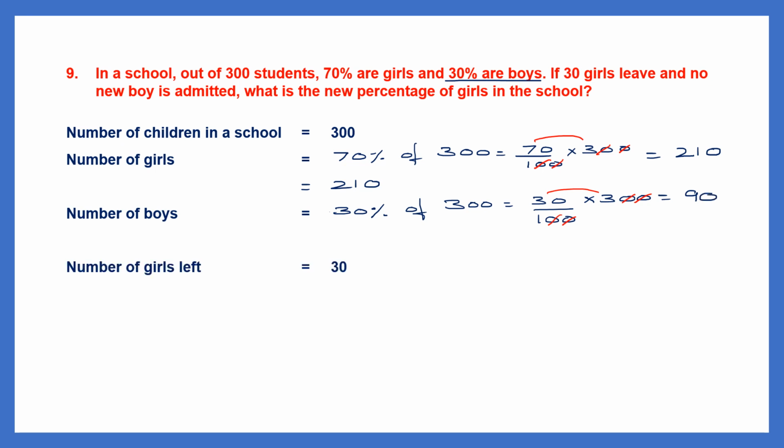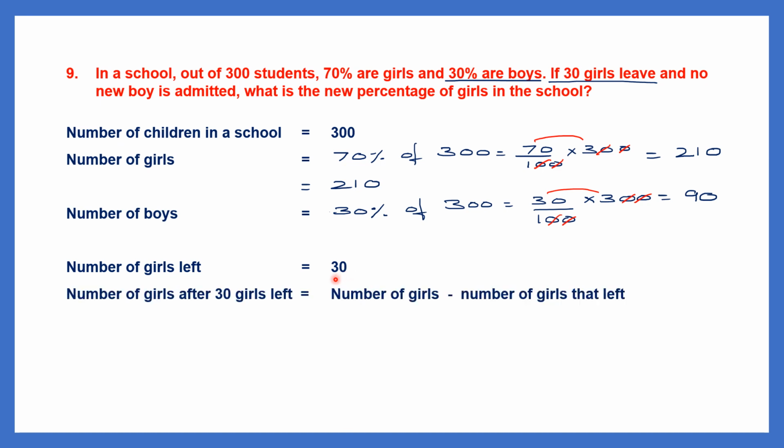Now, number of girls left is 30. The question says if 30 girls leave. So 30 girls have left. Now we have to find first of all how many girls are there. Okay, so 30 girls have left. We have 210 girls. From this 210, if we minus 30, we will know how many girls are there now.